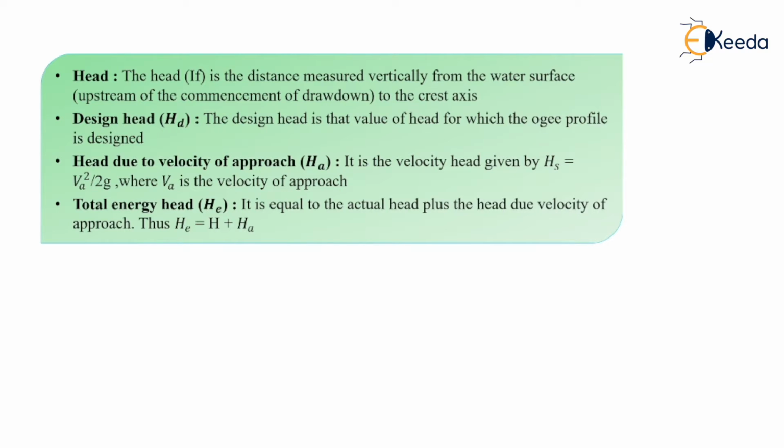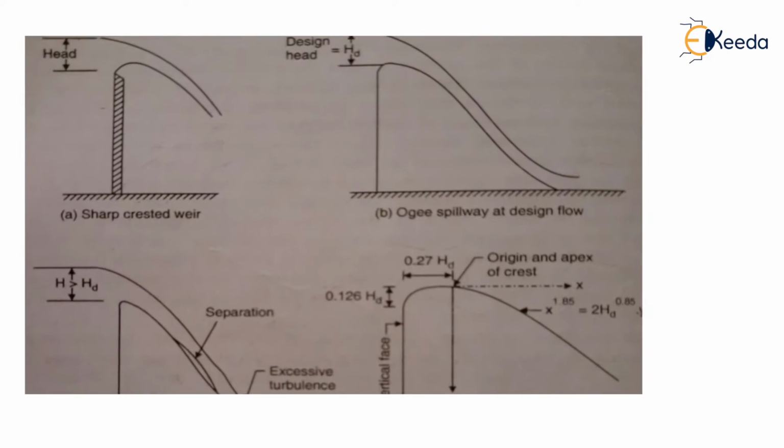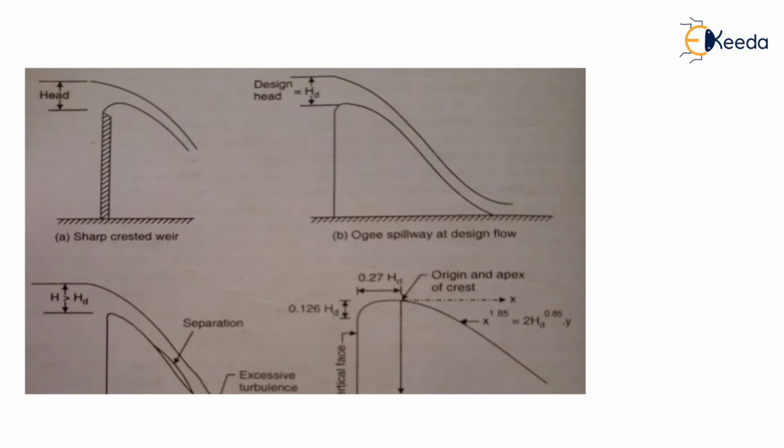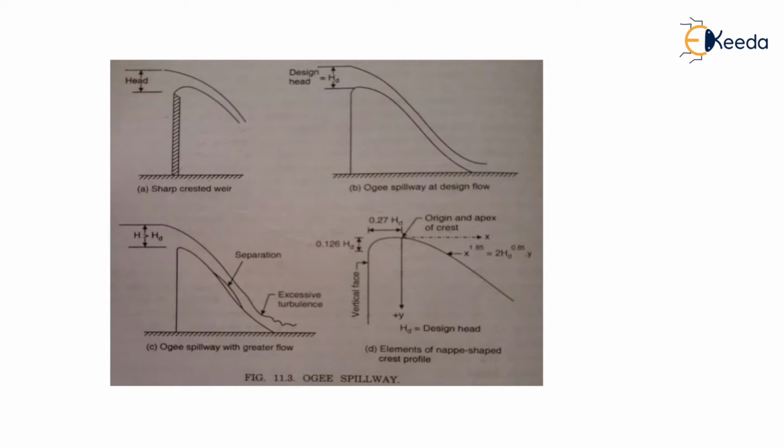Now, what is the design head? The design head is that value of the head for which the Ogee profile is designed. You can see here this distance is nothing but a vertical distance. Again, it is measured from the water surface, but this is the value by adopting which we are designing this Ogee profile. This HD has the main role in the designing of an Ogee spillway. So we have seen two heads: one is the head, the second one is the design head.